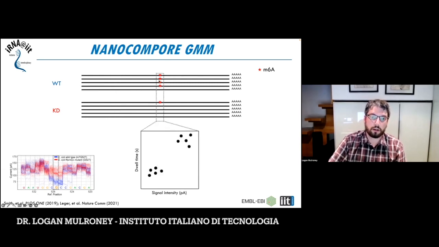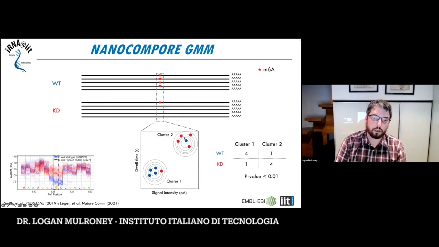But when we compare the ionic currents for the position that is modified, these 5 reads will separate in one or both of these dimensions. And so we will find 2 clusters here. And then we perform a statistical test. So we do logistic regression of the original sample labels. And we look for an enrichment for one of the labels in one of the clusters. And with logistic regression, we can then get a p-value and then call that site as modified if we see an enrichment of one of the labels.